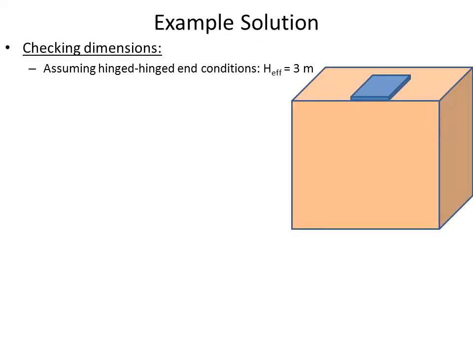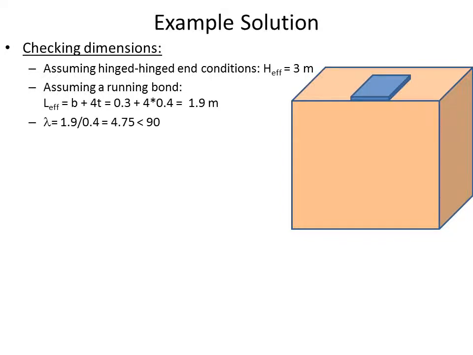First, you need to sketch this thing. If you have an assumption that we have a hinged end condition, which is valid because you are having one ground beam at the bottom and a ground beam at the top, so here you could assume it's a pin-pin connection. So in such a case, the H effective is 3 meters. The L effective is B plus 4T, which will give us 1.9 meters. So lambda is 1.9 over 0.4, so this is 4.75, so this is less than 90. So the dimensional condition is satisfied.